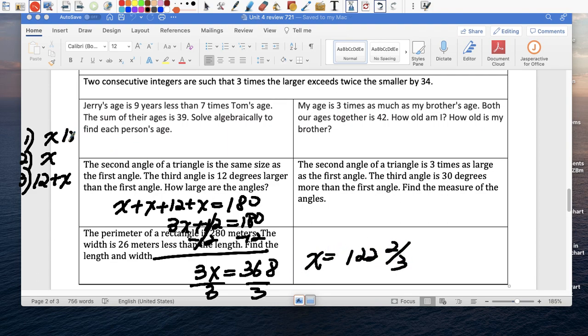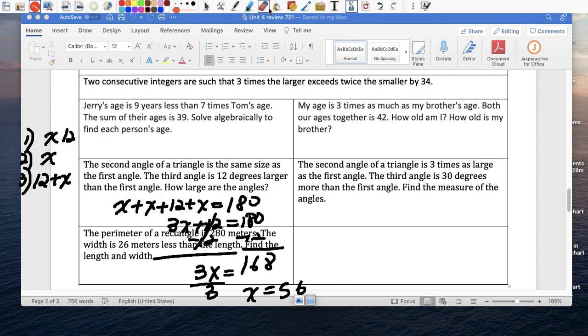All right, so that's 122. Ooh, wait, stop. There's something wrong here. Oh my god, I should go back to sleep. I wrote 368, it should be 168. 180 minus 12 is 168. My apologies. Wow. Divided by 3, x equals 56.